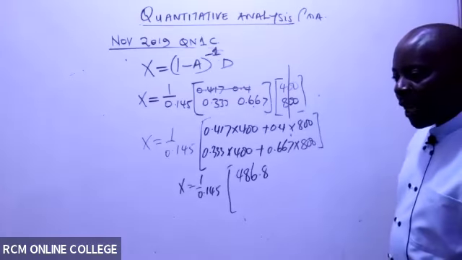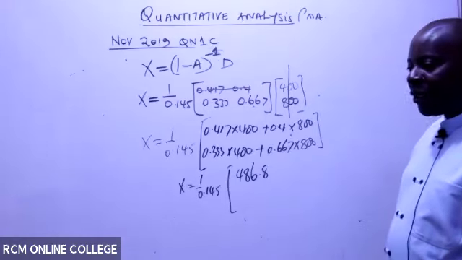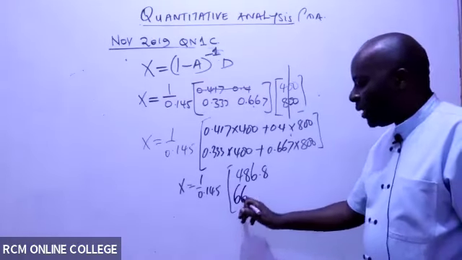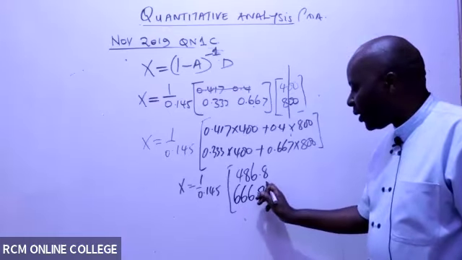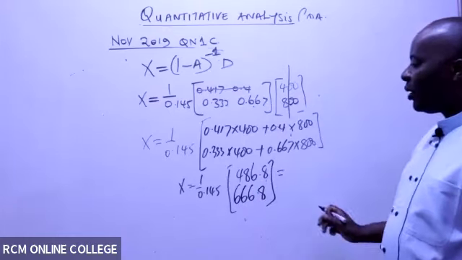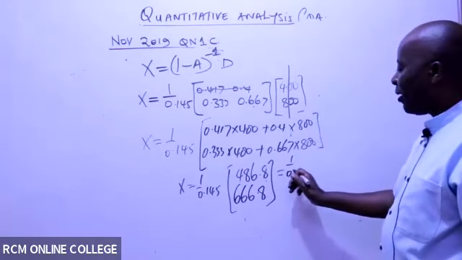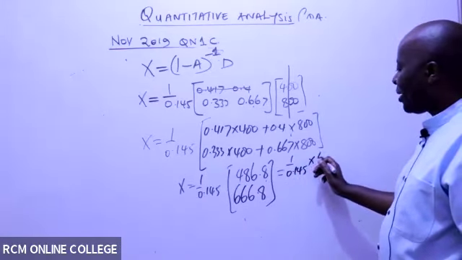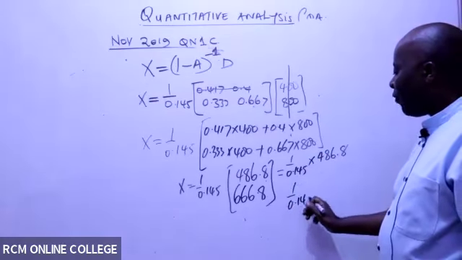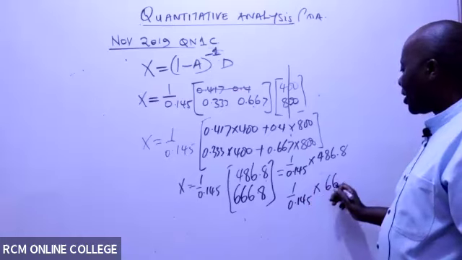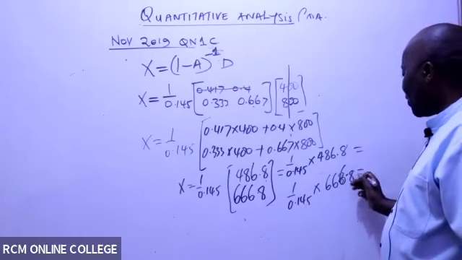So according to Anoam, I will wait for another student to give me this, to confirm. Jacinta as well has confirmed 666.8. Thank you so much. Now you can use the distributive law. So now you take this times each one of them. So we have 1.145 times 486.8. Then 1 over 0.145 times 666.8. So give me final answers.